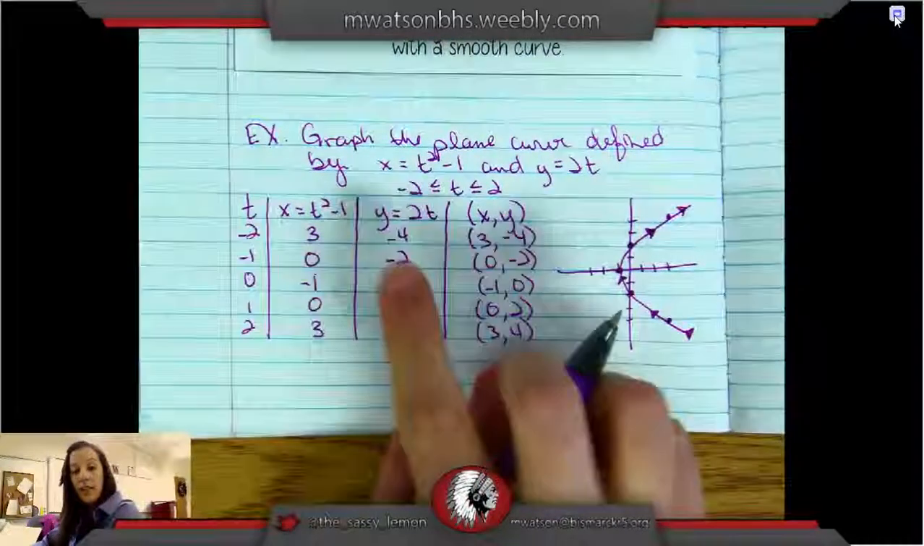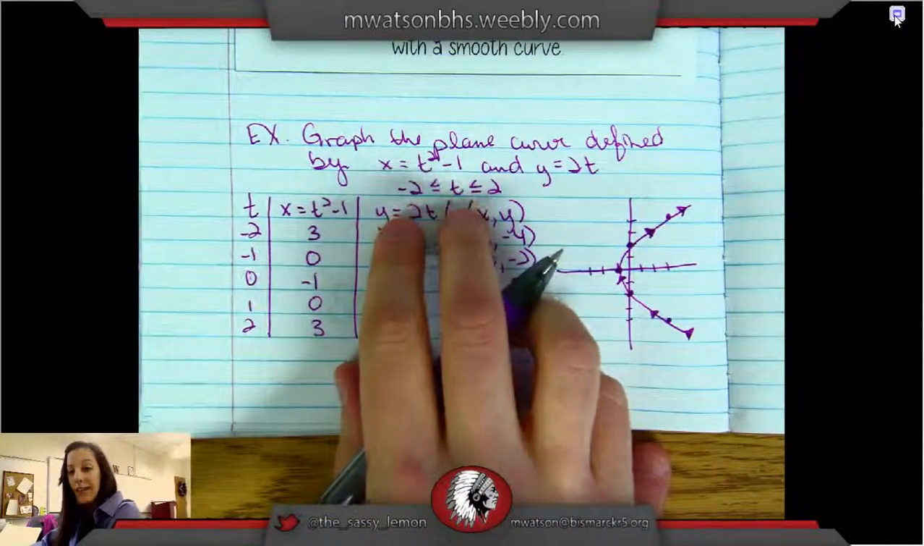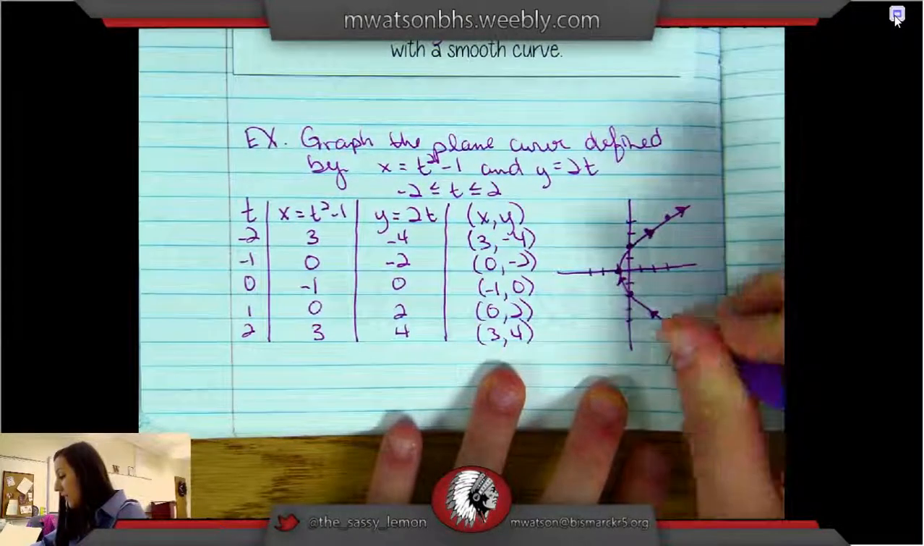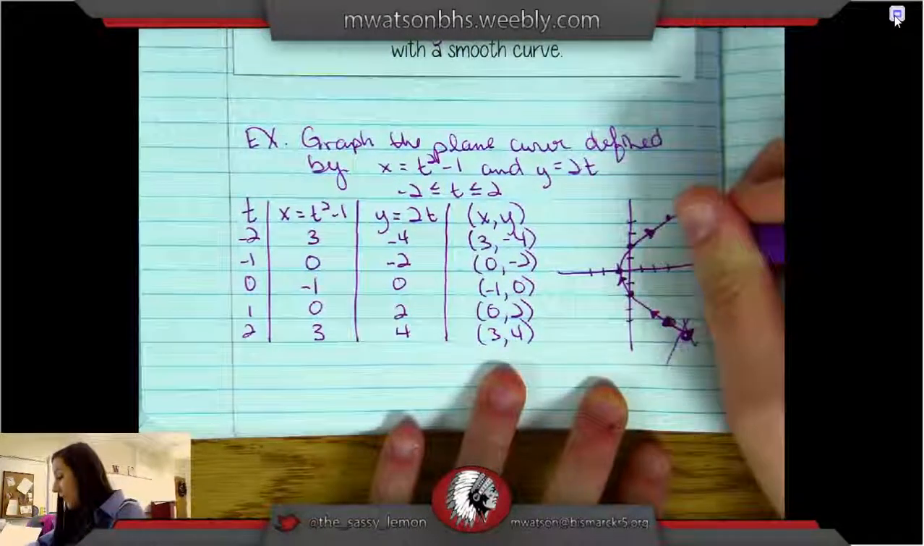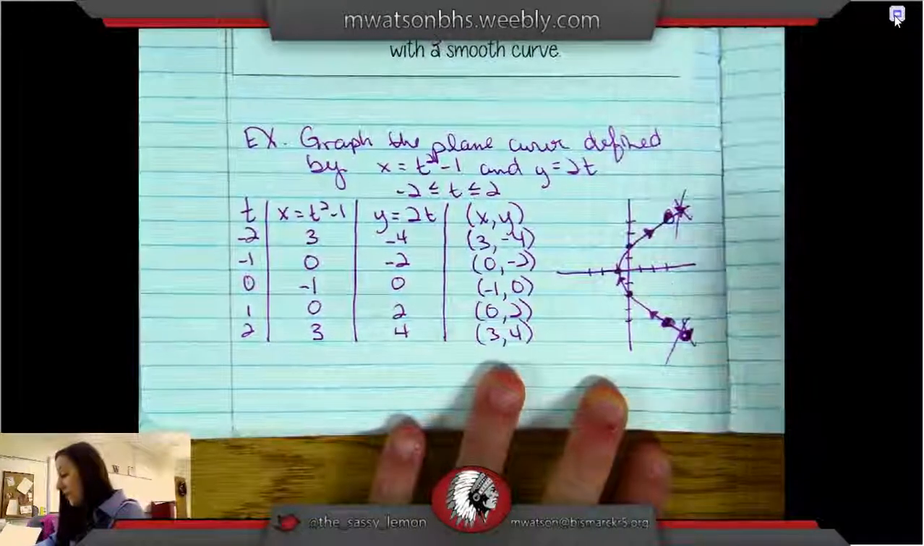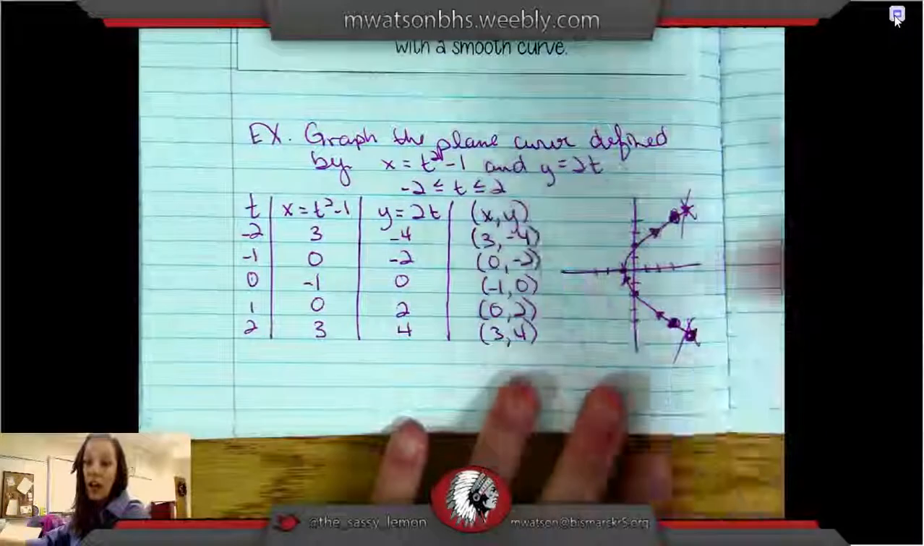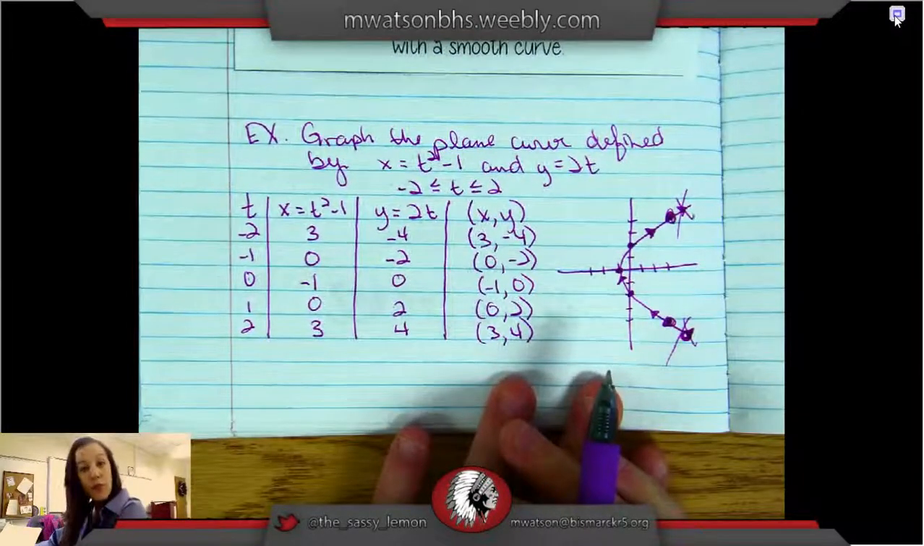Now, since this actually gave us a set domain, the object simply moved from this point to this point, and it stopped. Okay, but if there wasn't a set domain like that, then it would come flying in and flying back out. So that's our first example.